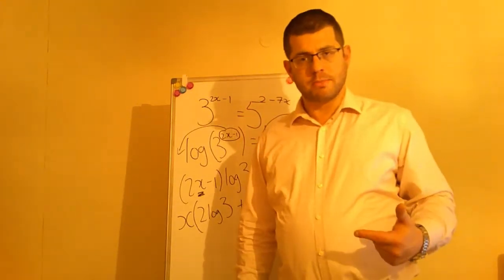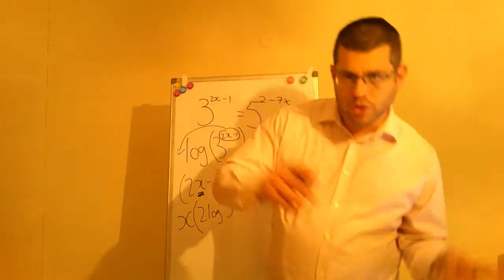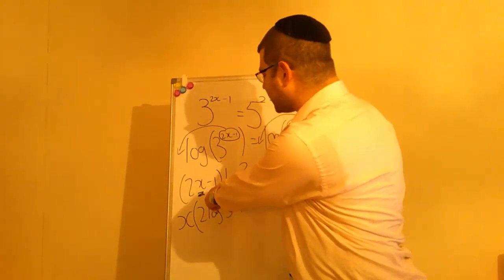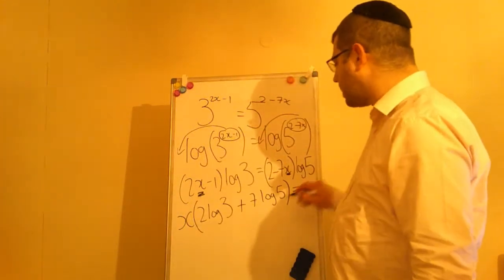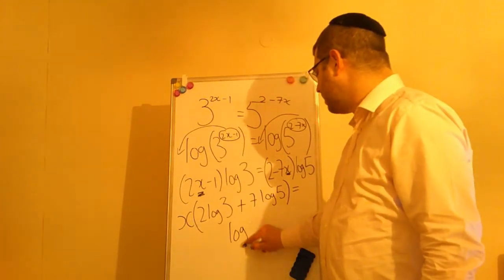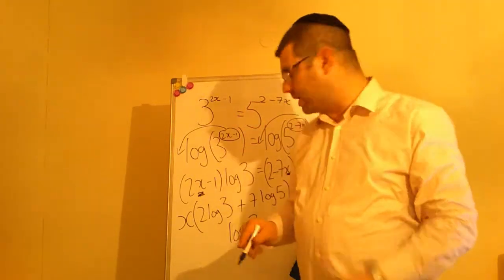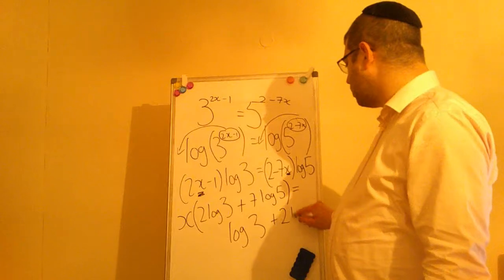Now what about the number terms? The terms independent of x, you want to shift them across to the other side. Look, I've got minus log 3 here, that's not an x term, so let's take that across. That becomes positive log 3. And over here I've got 2 log 5. That's already on the side I want it. So I'll add that to 2 log 5.